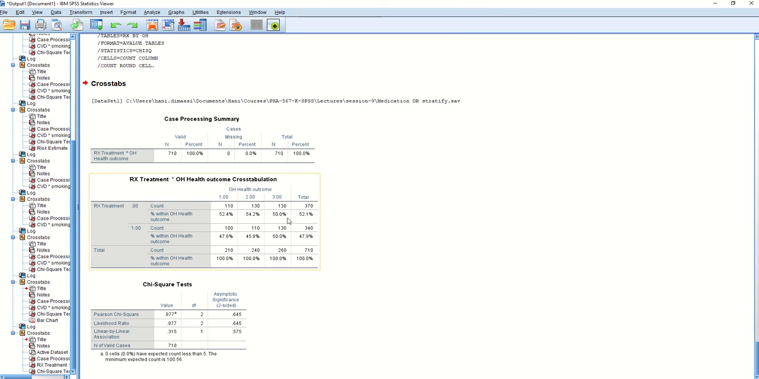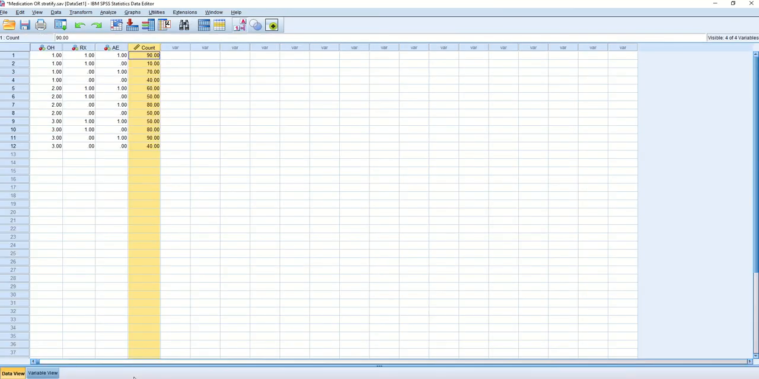Your assignment is to look at the relationship between health outcomes and side effects and to see if there is a statistical significance there. So you will produce a table like the one I produced with the treatment, and you will look at the p-value as well.